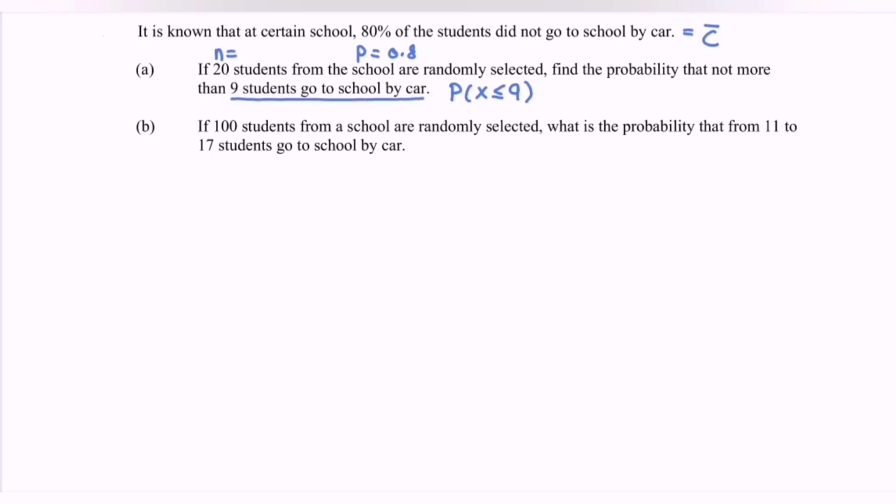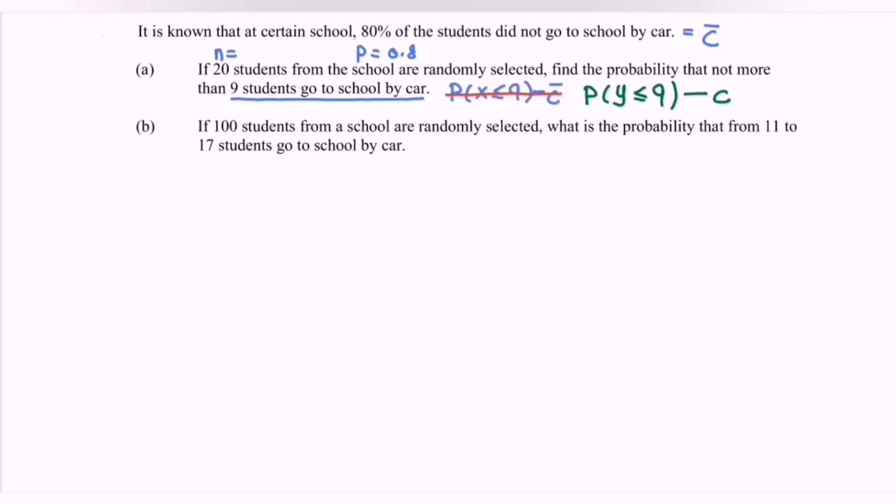So my suggestion is to define another mathematical language. We represent the situation by y less than or equal to 9, because this one represents the student goes to school by car, whereas for this case, the student did not go to school by car. So kindly ignore this part. So let's go to the questions.